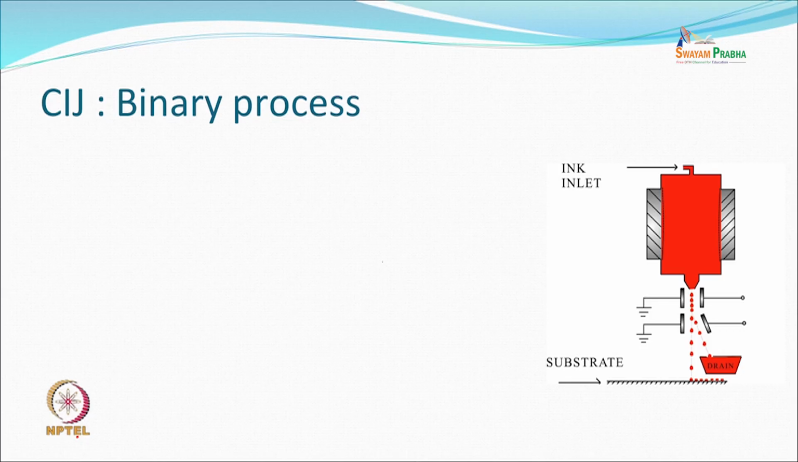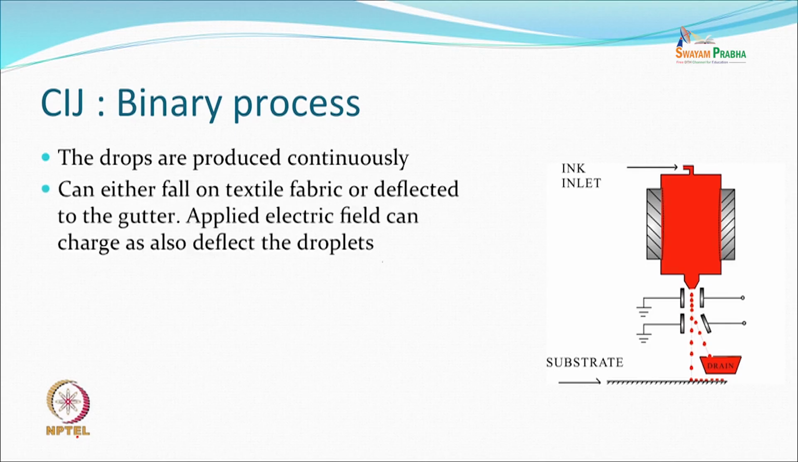It's called a binary because there are two operations that are happening. Either the drop is going to the substrate or it is going to the drain. So one or the other. Drops are produced continuously, therefore it is called a continuous inkjet. The drops can fall either on a textile fabric or be deflected to a gutter or a drain. The applied electric field can charge as well as deflect the droplets.